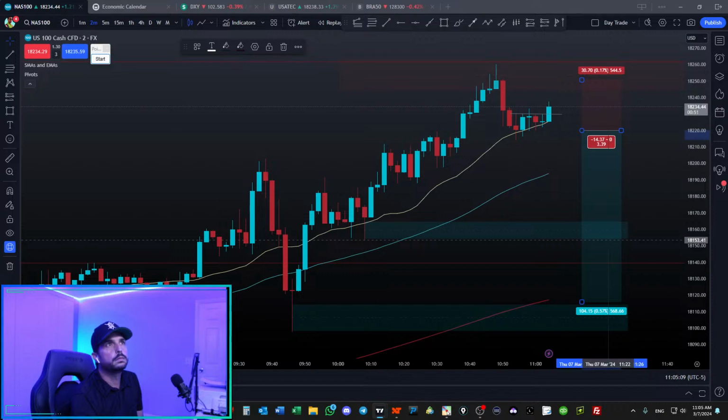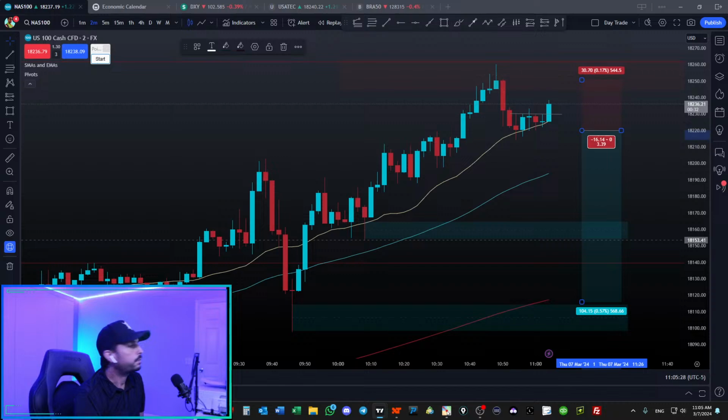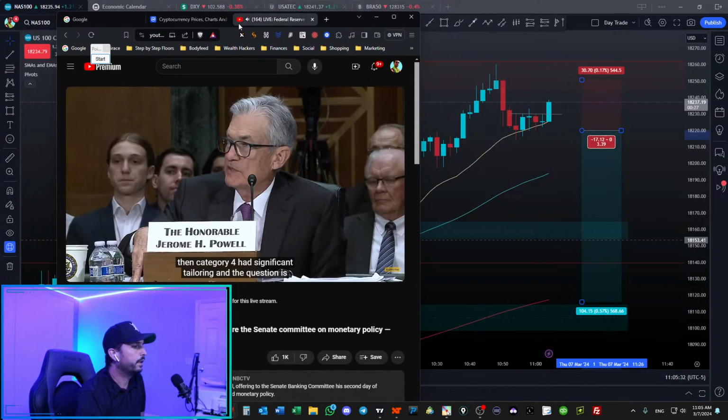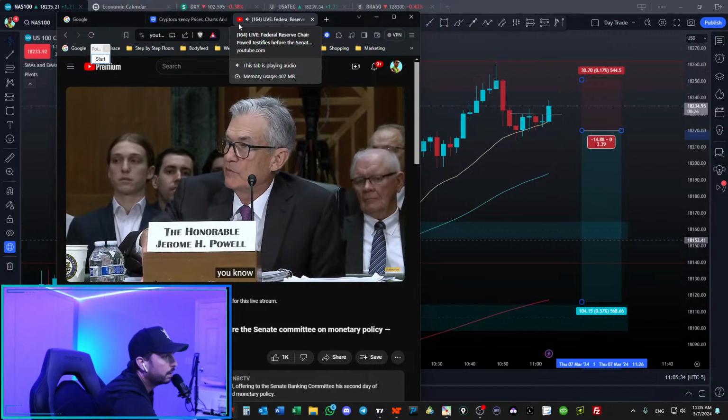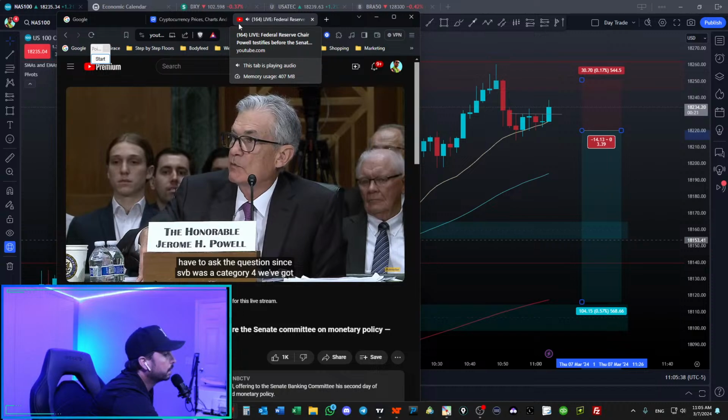So there's the 8 identified G-SIBs, and then there's category 2, and then there are the big regionals, well-known big regional banks, and they're category 3, and one of them is a 2, but they have a different tailored level of regulation. And category 4 had significant tailoring. And since SVB was a category 4, we've got to ask the question, what if anything needs to be changed in the way they were regulated and supervised from a capital and liquidity standpoint.